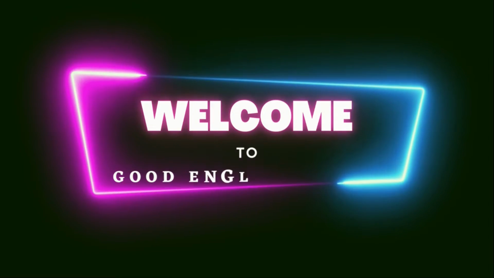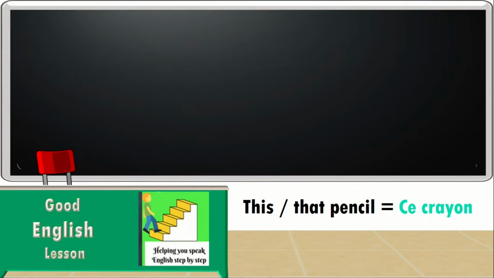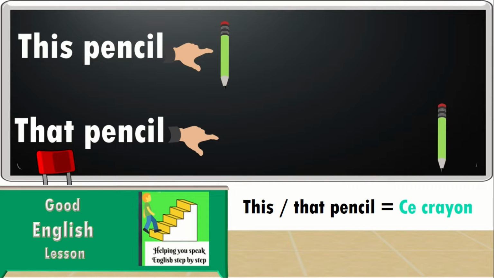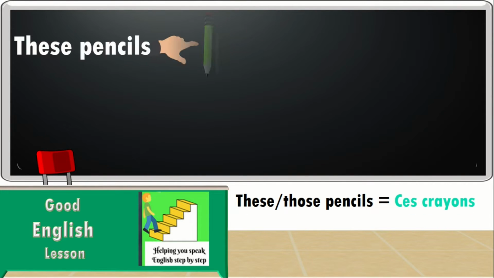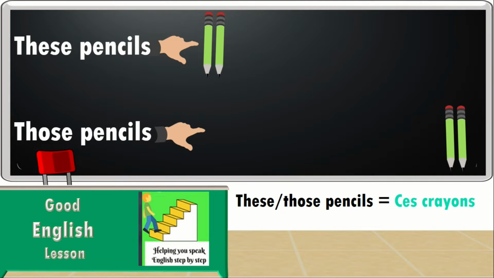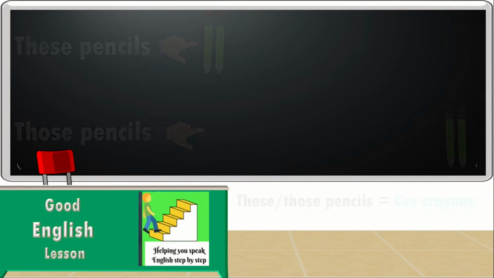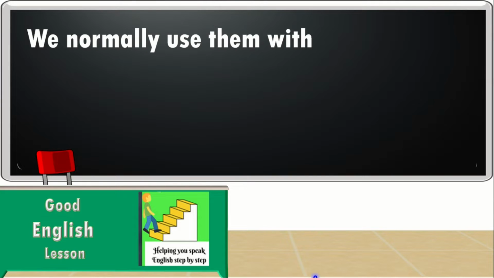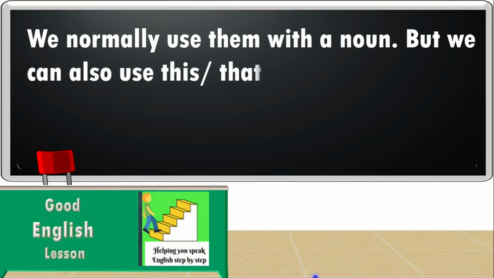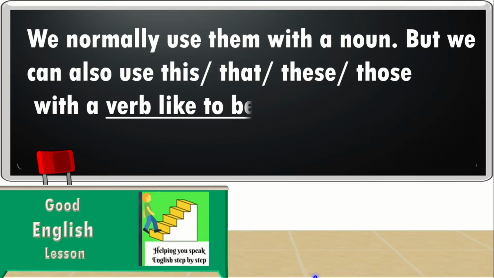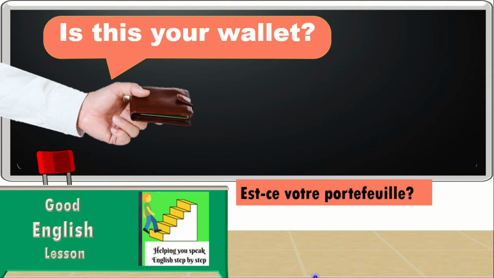Let's continue with our lesson about demonstrative adjectives. When we say this pencil, that pencil, these pencils, those pencils, we normally use them with a noun, but we can also use this, that, these, and those with a verb, like the verb to be. Is this your wallet? Remember, the affirmative form is this is your wallet.